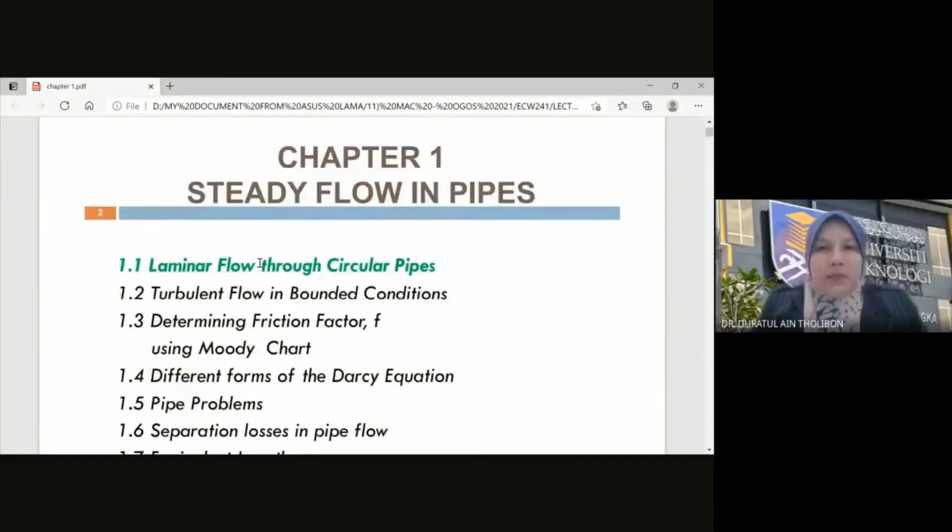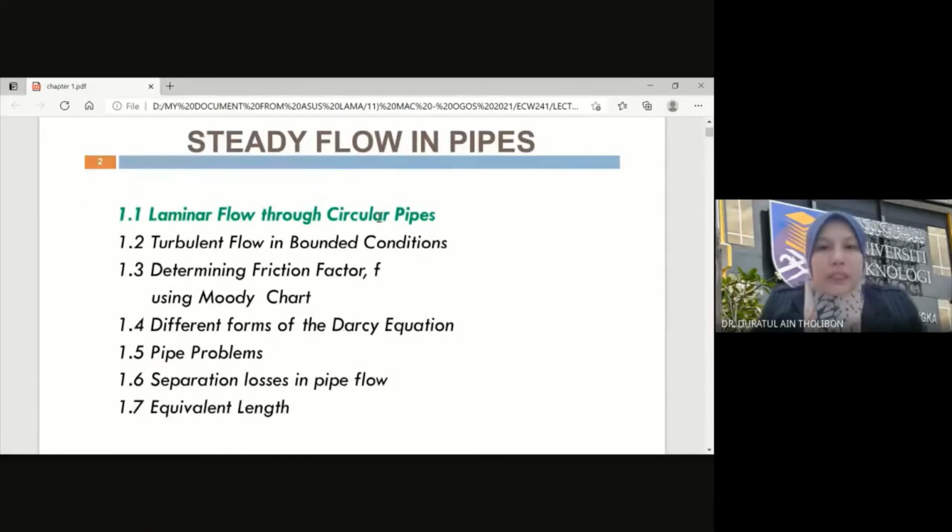Chapter 1, steady flow in pipes. So for topic 1.1, laminar flow through circular pipe. So now kita tengok laminar flow dalam pipe yang bulat. Okay.